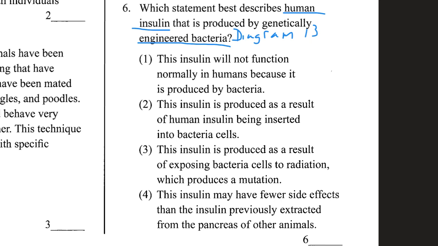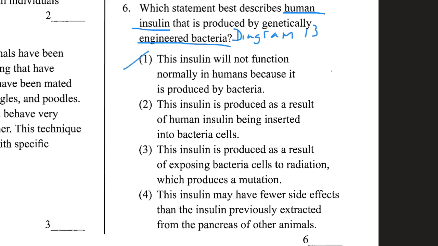While it's true that the insulin is produced by a bacterium, it's still the human protein. The mechanism used by the bacterium to produce proteins is the same mechanism used in humans to produce proteins. So the code for a human protein, even in a bacterium, will still produce the human protein. So option 1 is incorrect.